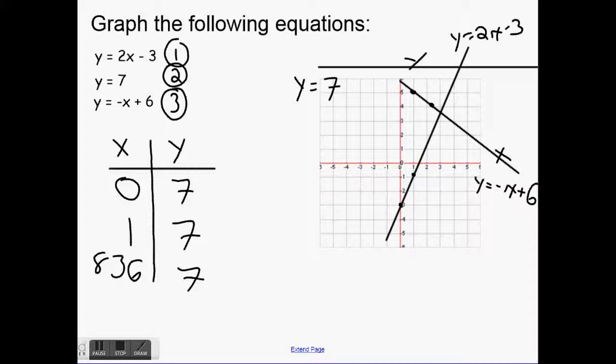And if we had it with x, then we'd have it like that. And the same thing would go for x. If my equation was, say, x equals 7, then I would just have a vertical line going through x equals 7. Because no matter what y is, x will never change. Y can be anything, but x will always be 7. So it's just a vertical line. Okay. Are there any questions about this? No.